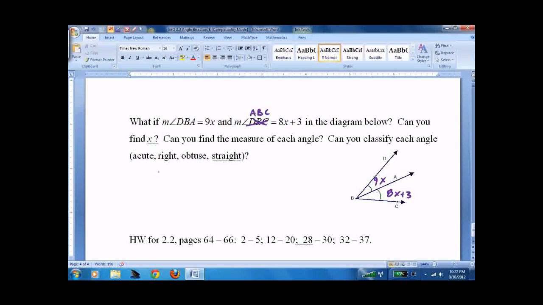Well, we know they're equal. So 9x equals 8x plus 3. Subtract 8x from both sides. x equals 3. So we found x.